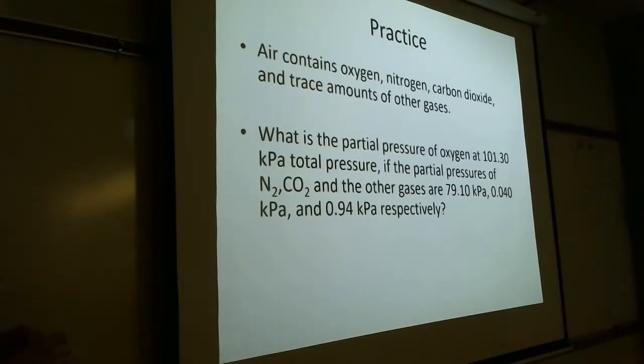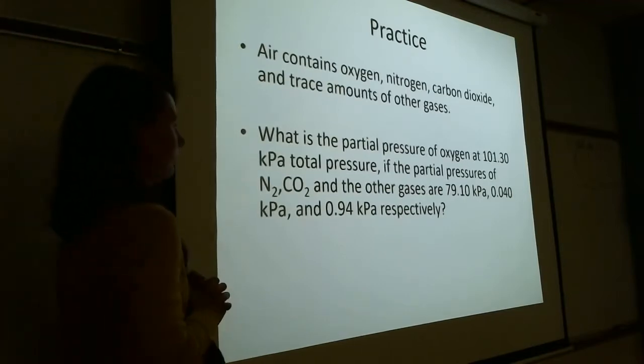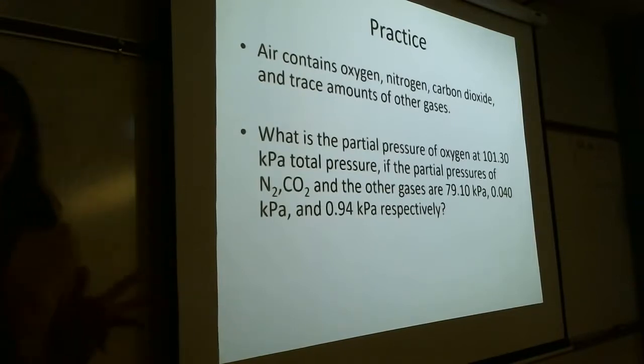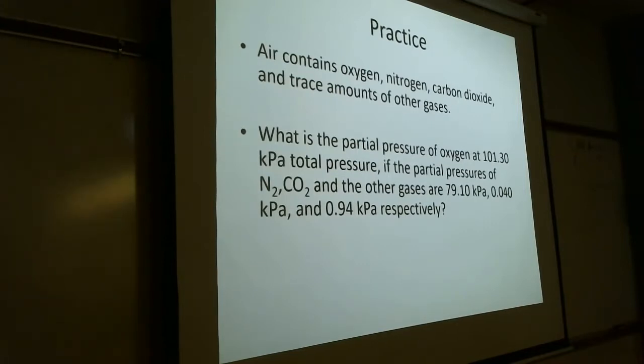What's the partial pressure of oxygen at 101.3 kilopascals total pressure, with the partial pressures of nitrogen, carbon dioxide, and all the other gases being 79.04 and 0.94? Do I need to use the complicated, quote-unquote, method here? Or is this just subtraction? Remember, there are two variations on Dalton's law. P total is equal to N total times RT over V. And P total is equal to P1 plus P2 plus P3 plus P4 plus P5, right?